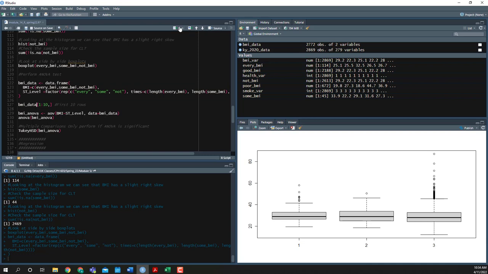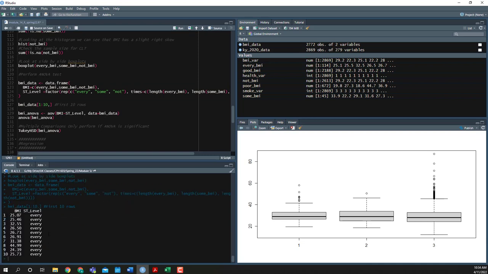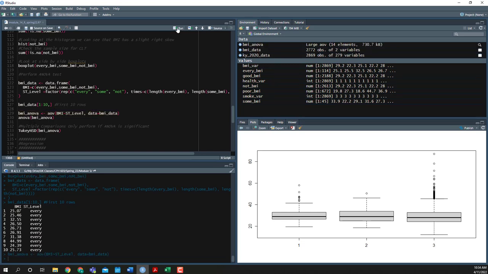Just looking at the first 10 rows of that new data set, this is what that looks like. So notice I've got the BMI and then I've got their smoking status. Then we can perform the ANOVA test using the aov function and calling in that new data set that I just made. And then here's what that looks like.